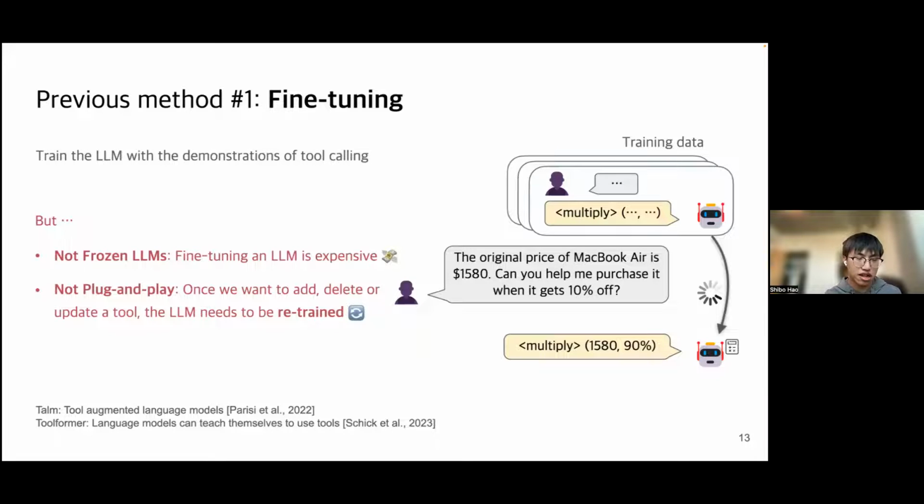But for ToolkenGPT, we don't have these worries, because the knowledge of different tools is disentangled, which means if you don't want any tool, you just unplug the token embeddings from the vocabulary tab. If you want a new one, you just train a new one and append it to the vocabulary. So everything is flexible, and I think that's a fundamental difference compared to the fine-tuning method.